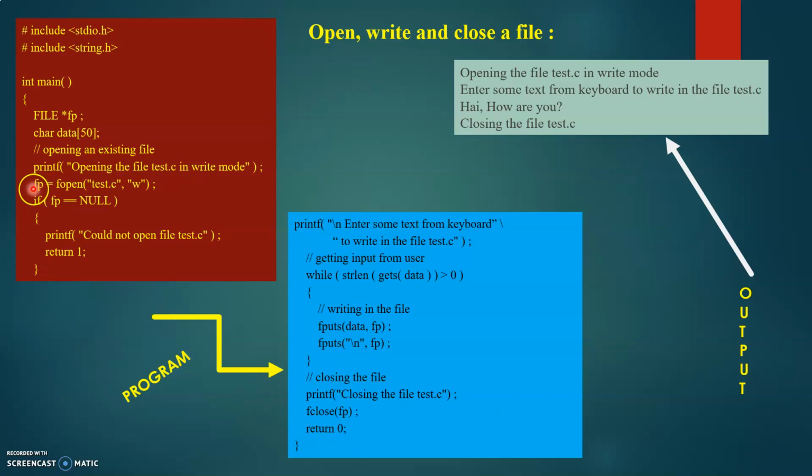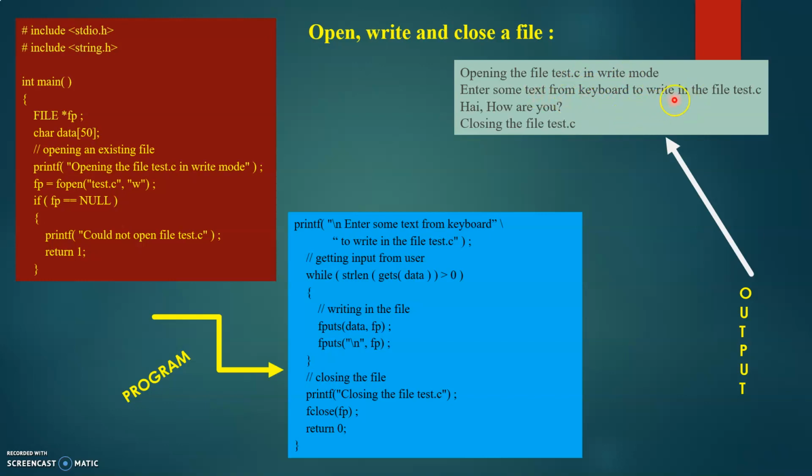We are opening the file here. Here we are writing fp equals fopen, and here we are closing the file, fclose fp. Now whatever you are writing inside the file will be printed on your screen. So opening the file first in the write mode, enter some text. This is how we are getting the output.